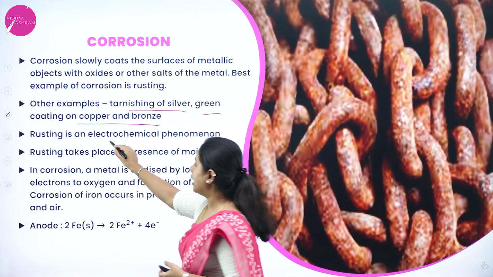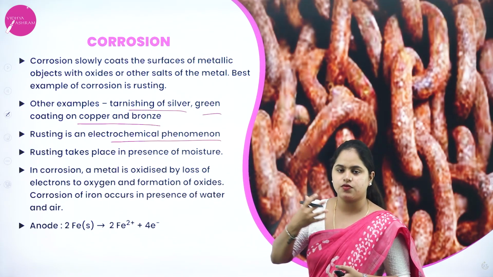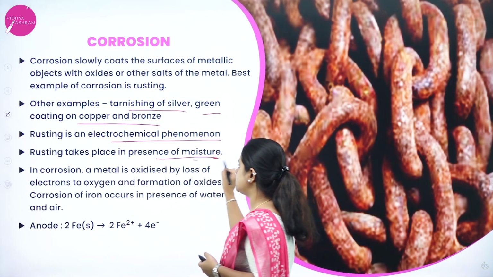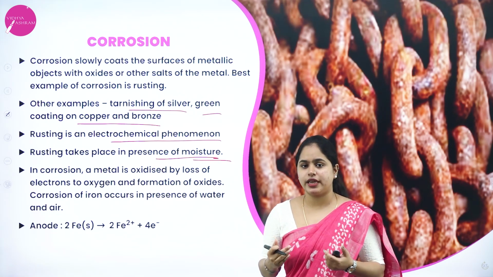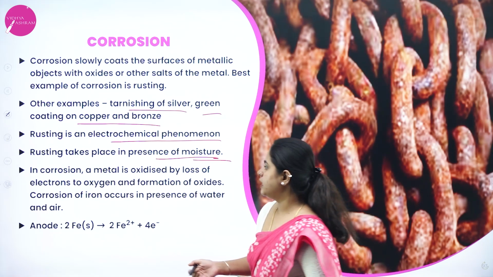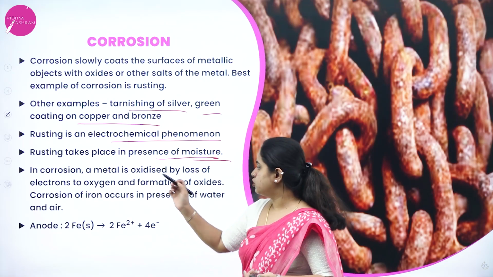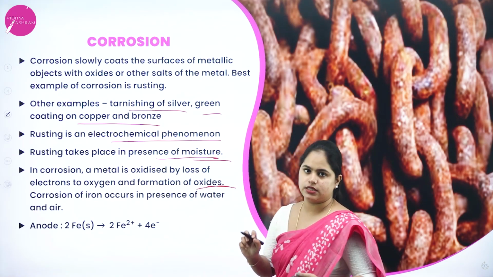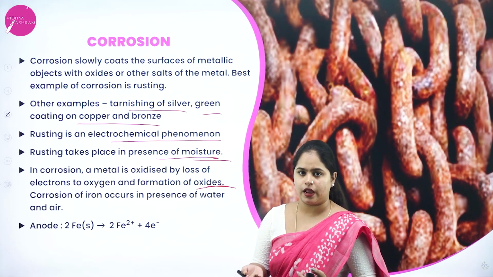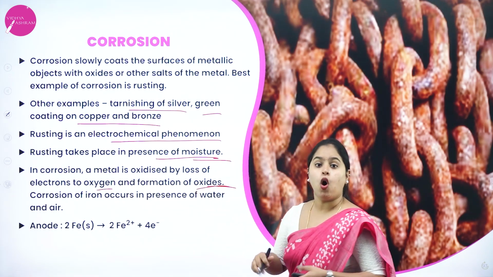Now, rusting is an electrochemical phenomenon. That is why we are studying it in the electrochemistry chapter, right? So, rusting takes place in the presence of moisture. If the reaction has to take place, it must be in the presence of moisture as well as air. In corrosion, a metal is oxidized by the loss of electrons to oxygen, with the formation of oxides. The metal gets oxidized, it loses electrons, which are accepted by the oxygen, and it forms oxides.